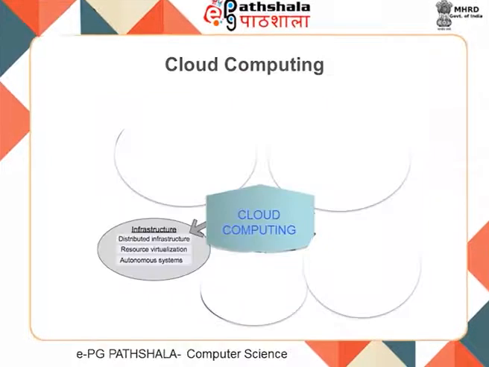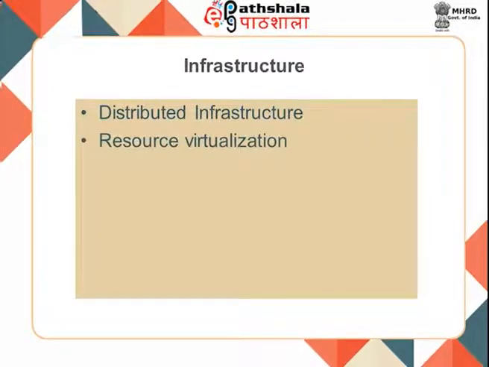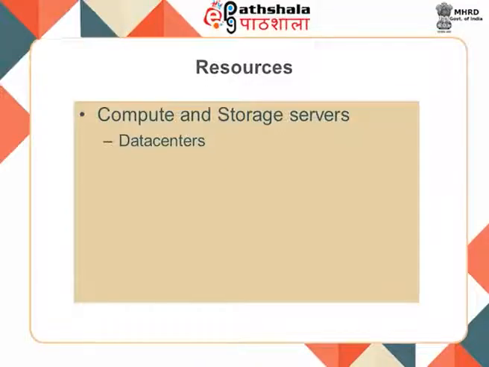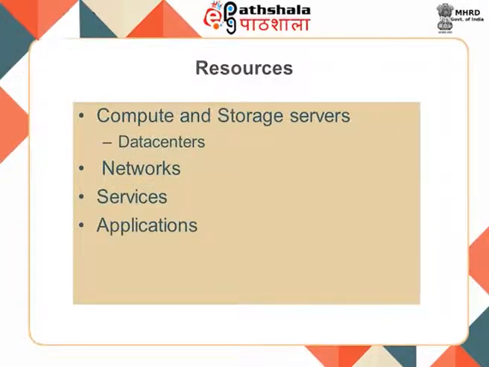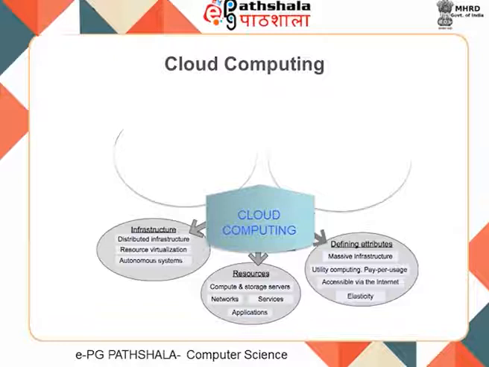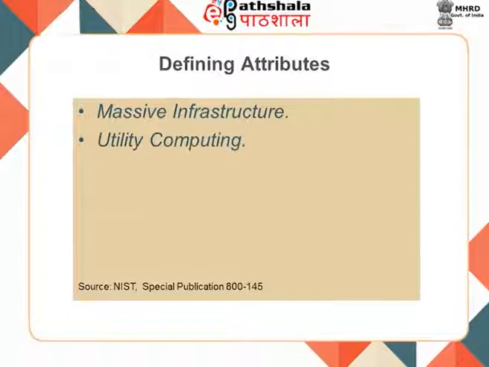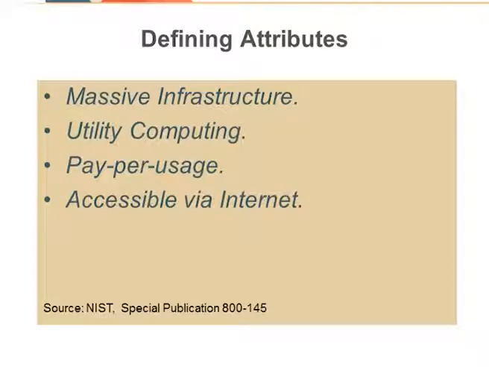So, in the last few modules, we have looked at the infrastructure of cloud, which was distributed infrastructure, resource virtualization and autonomous systems. We looked at the various resources, which were the compute and the storage servers, the networks, the services and the various applications. Then we looked at the defining attributes of cloud, which were massive infrastructure, utility computing, pay per use or pay as you go, accessible via internet and elasticity.